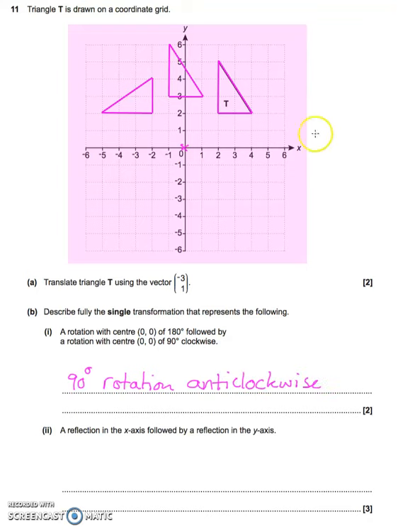You could equally say that it's a 270 degree clockwise rotation, which is actually fairly simple to see just from the information you've been given here, because the centre of rotation point is exactly the same in both parts of this question.